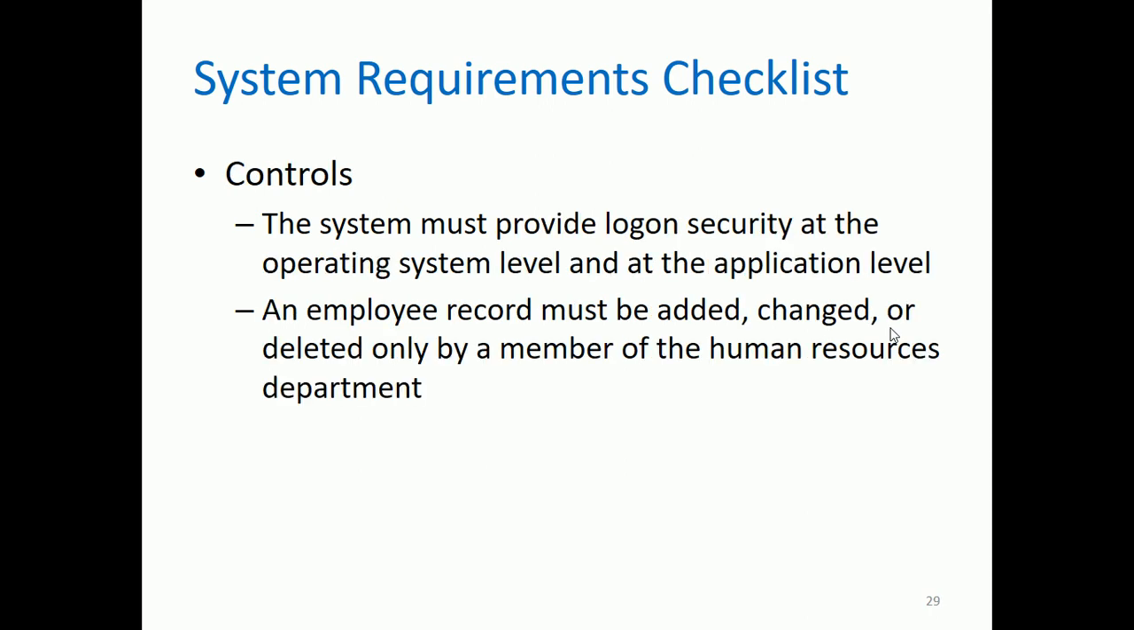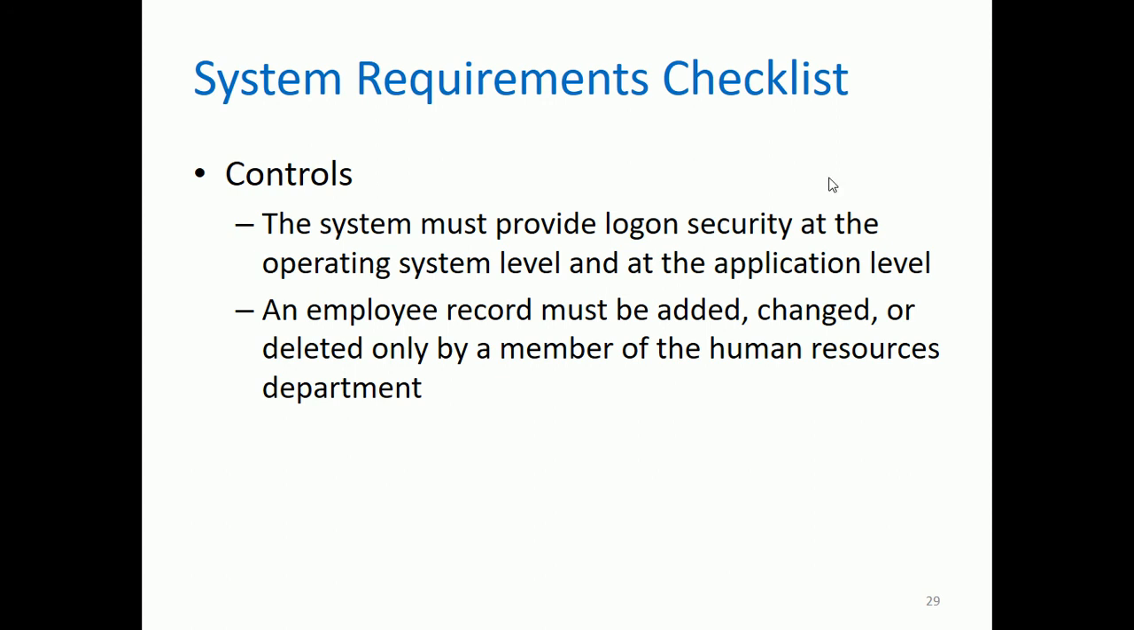Okay, next we have controls. Controls have something to do with limiting access or having a username and password. These are examples of controls. These are the statements. The system must provide log-on security at the operating system level and at the application level. This is already a control because we have this log-on security. You need to have a username and password so that only authorized personnel can access the system.